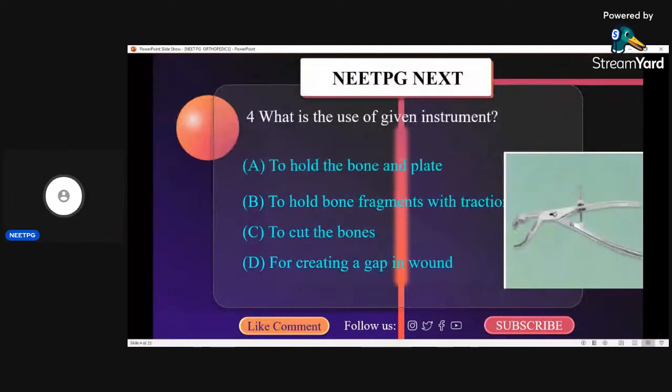What is the use of the given instrument? The use of the given instrument is to hold the bone and plate. Plate holding forceps. During an open reduction internal fixation, these are used to hold the plate in alignment while drilling and screw placement take place.